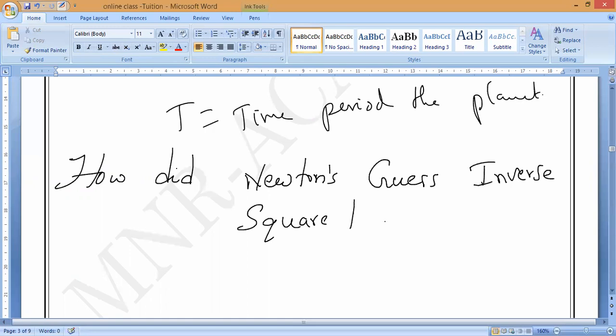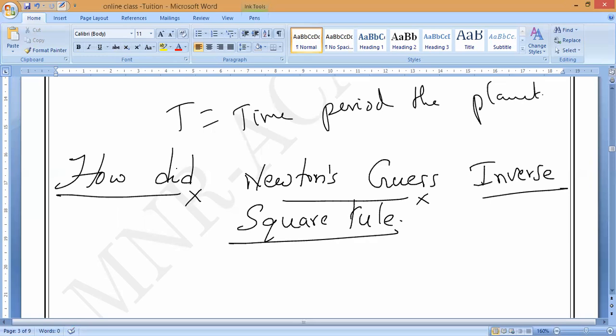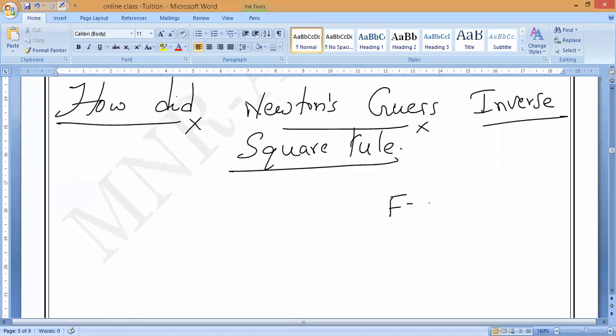How did Newton guess the inverse square rule? Please, all of you remember this. So, the statement made by Newton in his universal law of gravitation. Can anybody say the universal law of gravitation formula? What is the statement he has made? F is equal to what, guys?